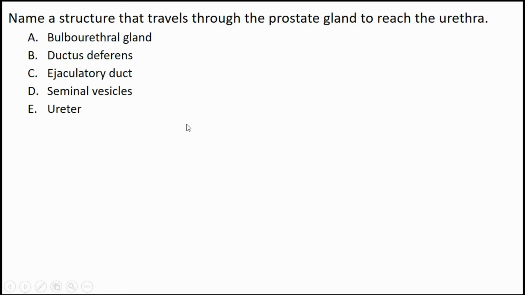Question number 5. Pause, restart when you're ready. Alright, and here we are. The correct answer is C. Now the ejaculatory duct gets the products of the ductus deferens and the seminal vesicles. So B and D both lined up there, but they do it by combining into the ejaculatory duct. The ureter goes into the back of the bladder, and the bulbourethral gland is going to the urethra, but it's the membranous urethra below the prostate. So once again, C is the correct answer.